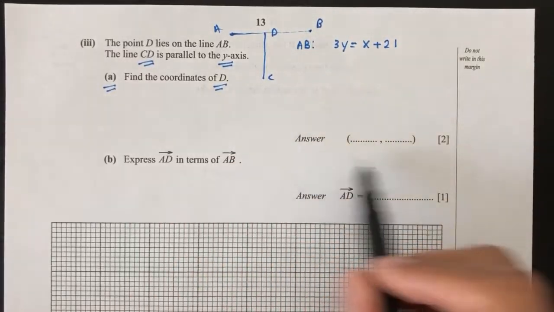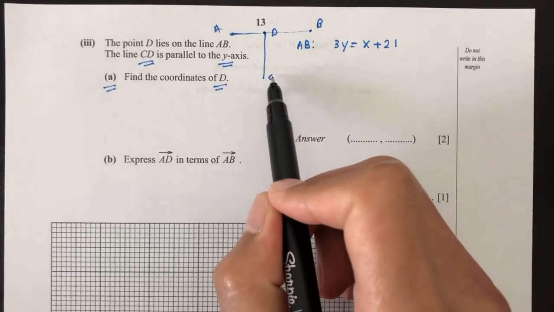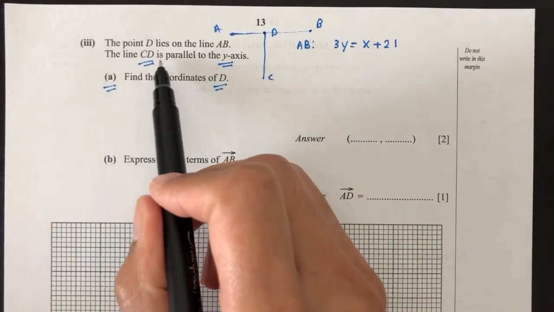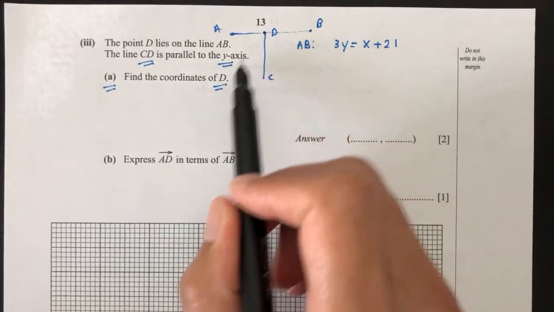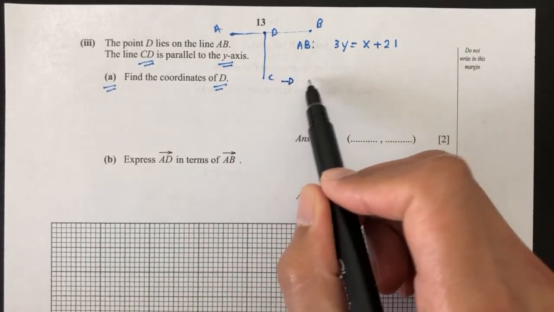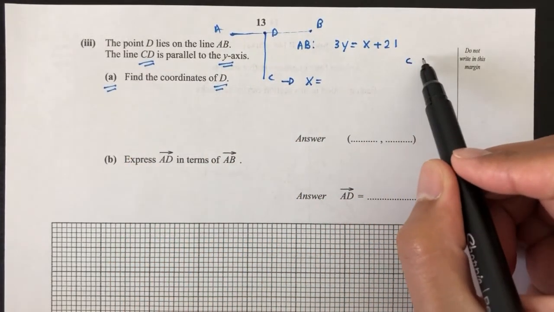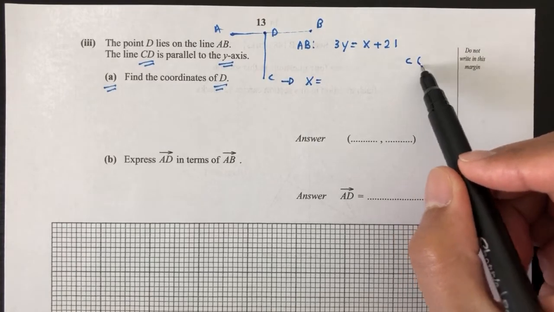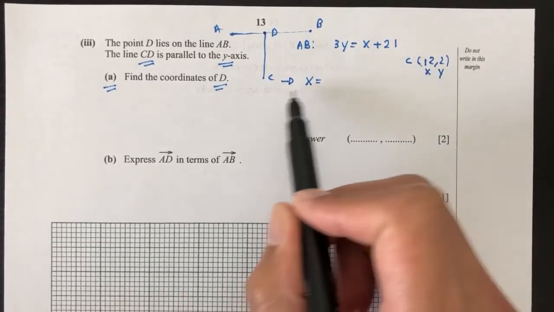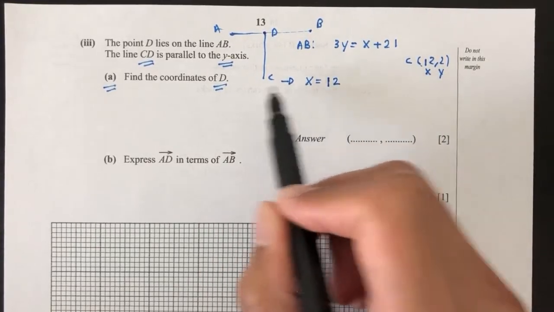So it's pretty easy. Find the coordinates of D. So first thing, let's find the equation of the line CD. Since CD is a vertical line, because it is parallel to the y-axis, it means that the equation will be x equal to, what is the point C again? C is the point, we have this from the first part, it is 12, 2. This will be x and y. So for vertical lines, the equation will be x equal to 12.